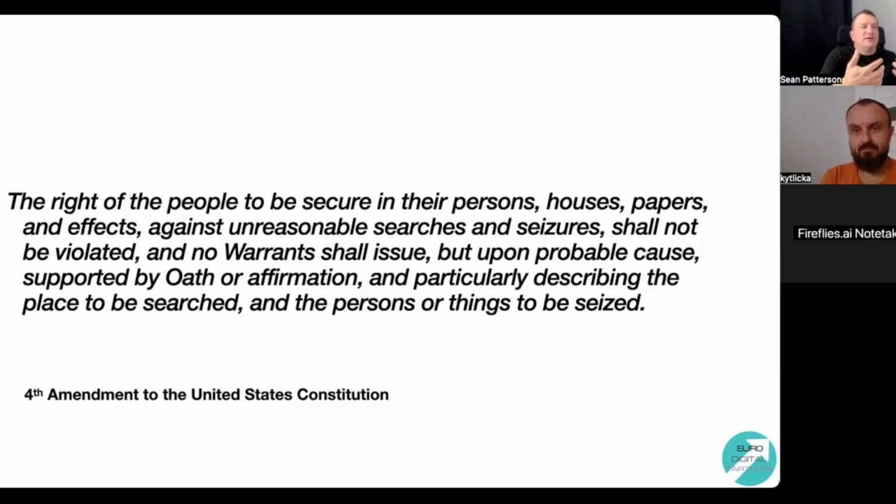The reason that the United States exists is because they were unhappy with the British government. And the colonists were not happy with these general seizures and searches that the British Army would conduct against them. And this led to the revolution.